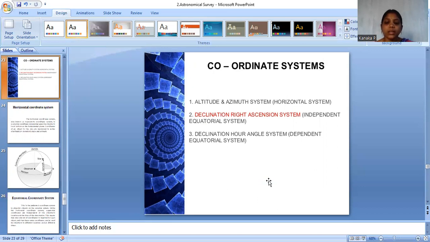Altitude of a body is the angular distance from the plane of the horizon, measured along the great circle or vertical, which passes through the body, the zenith and the nadir of the observer. Next one is azimuth. Azimuth of a heavenly body is the angle between the observer's meridian and the vertical circle passing through the body. So, azimuth.